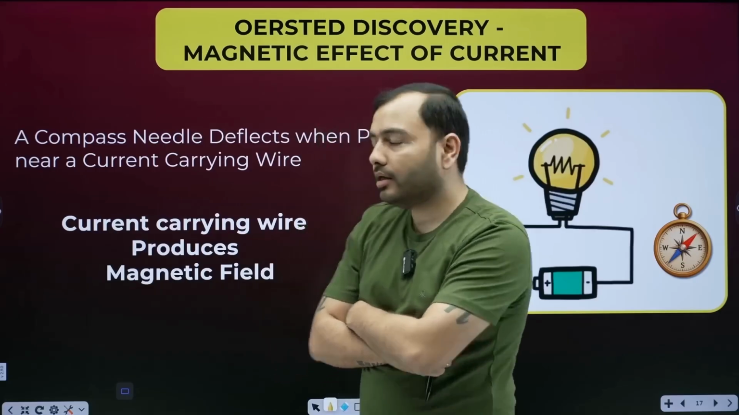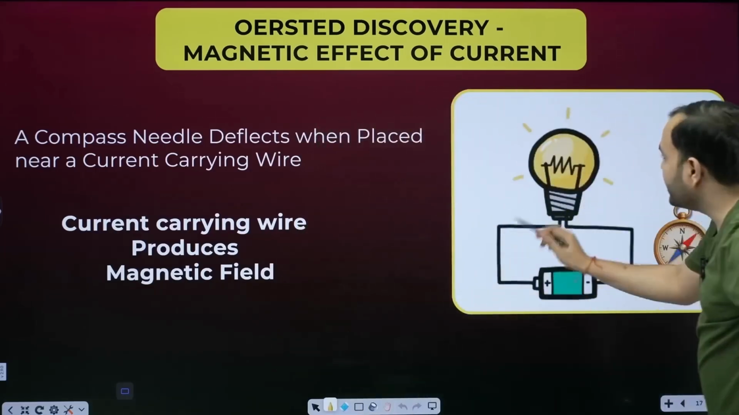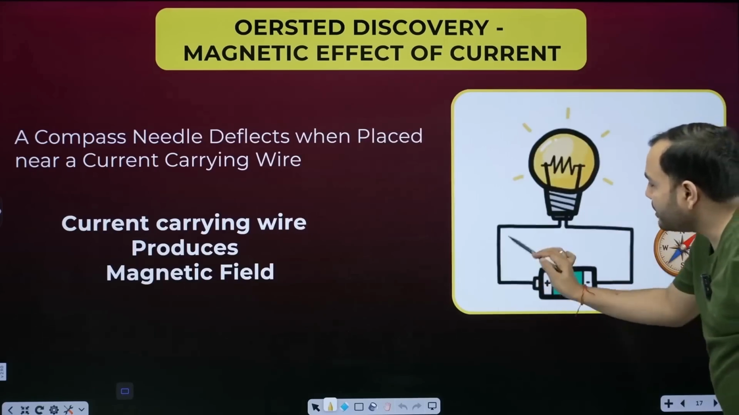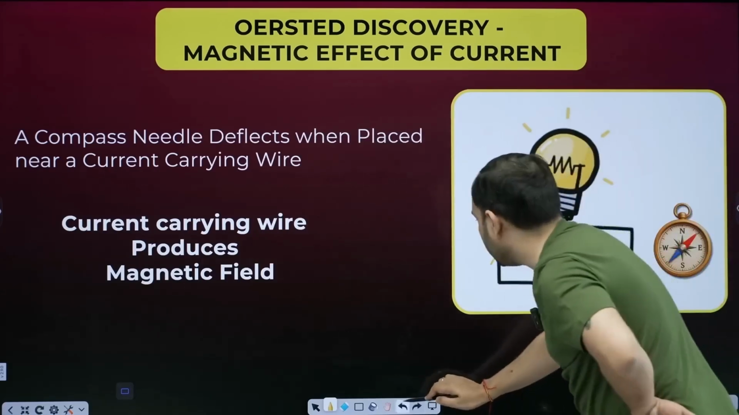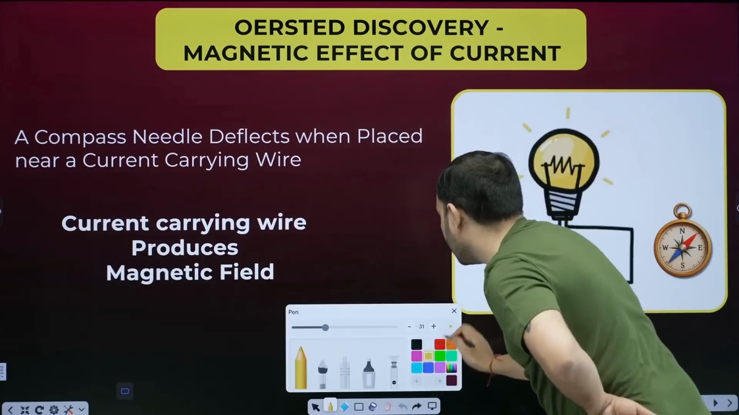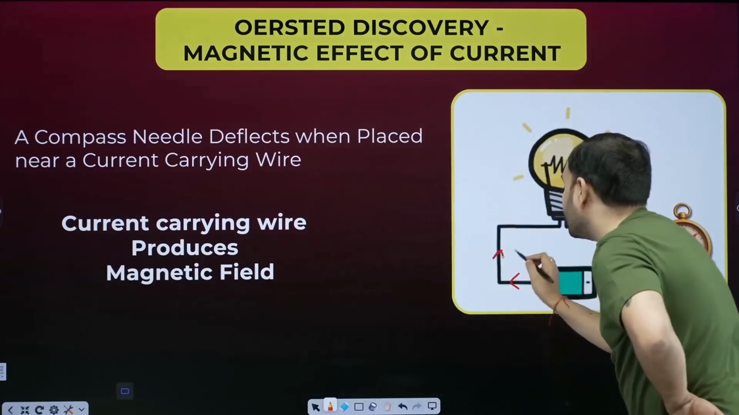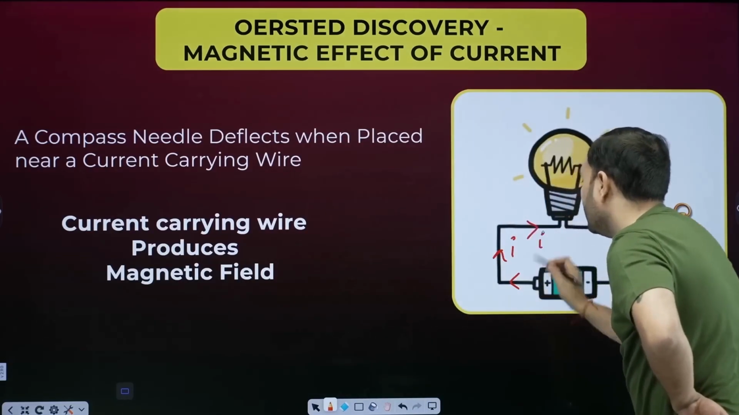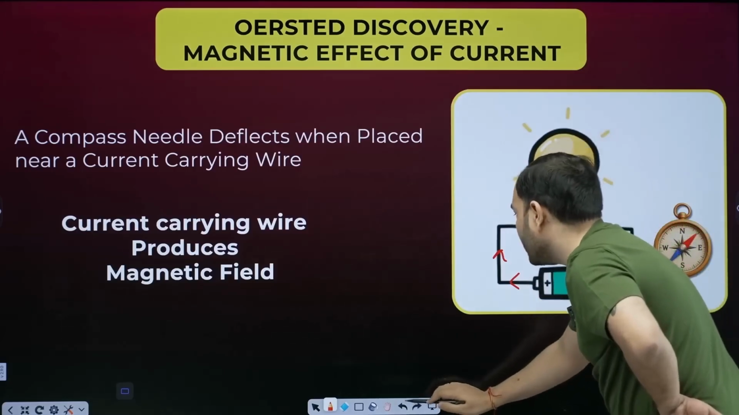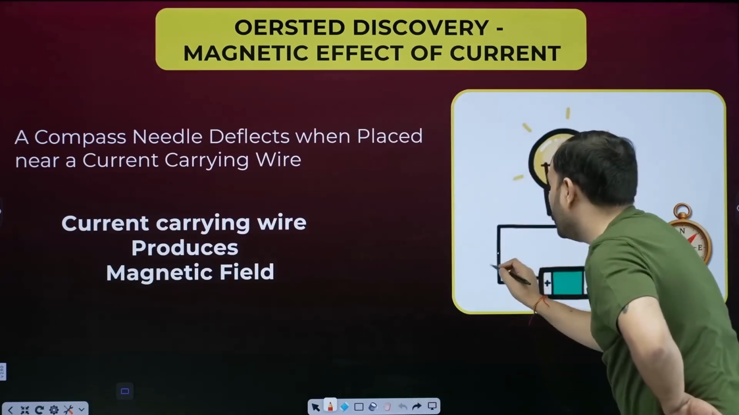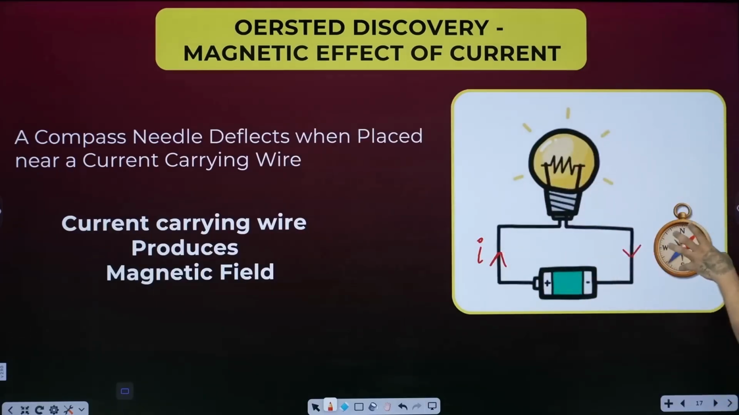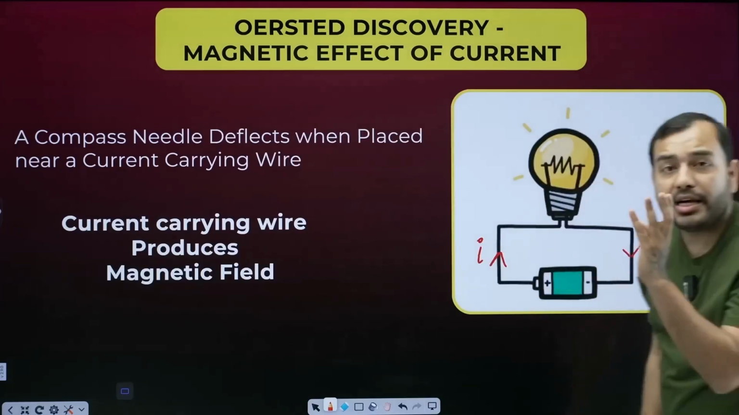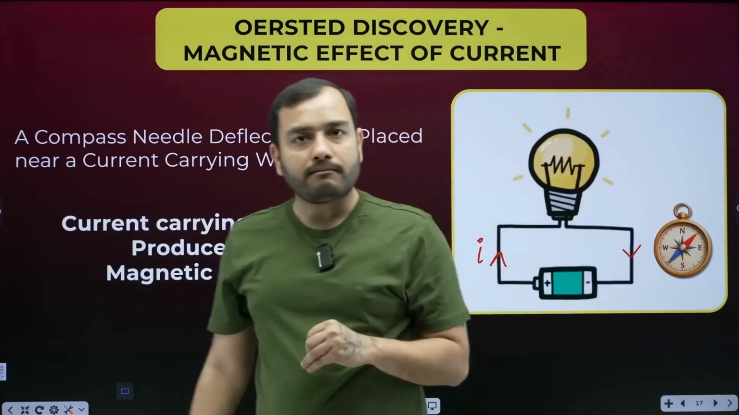He observed that if there is a circuit, a wire coming out of this battery, obviously current I is going through the wire. He observed that if current is flowing in this circuit, and a compass is placed near it, the needle is deflecting.